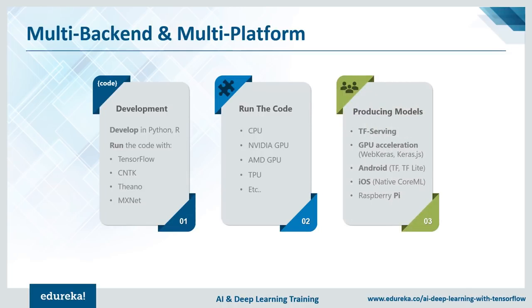So this ensures that producing models with Keras is really simple. Total support to run with TensorFlow Serving, GPU acceleration such as CUDA when using modules such as WebKeras and Keras.js, native support to develop Android and iOS apps using TensorFlow and Core ML, and yes, full-blown support to work with Raspberry Pi as well. So guys, moving on, we need to check one quick concept which forms the backbone as a working principle of Keras.